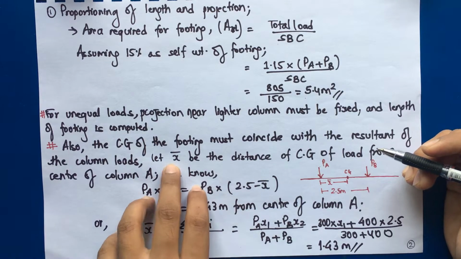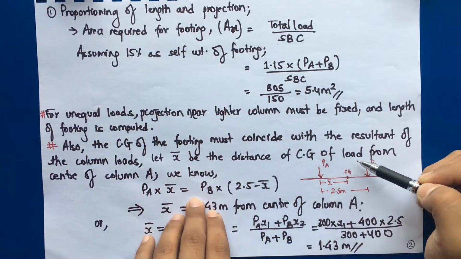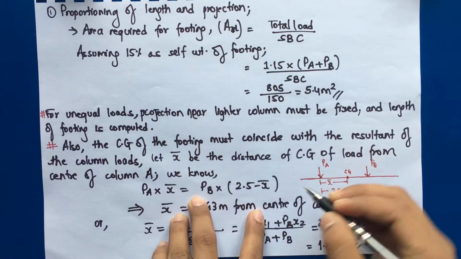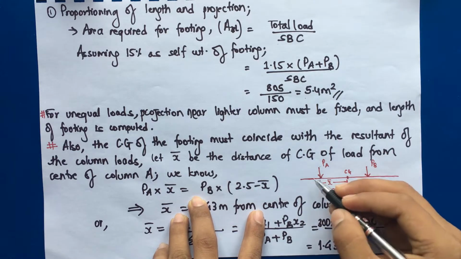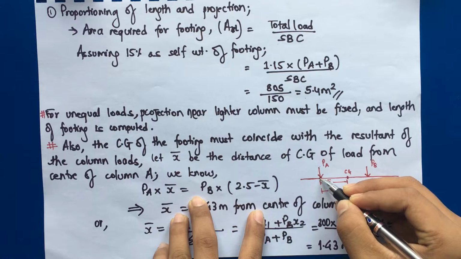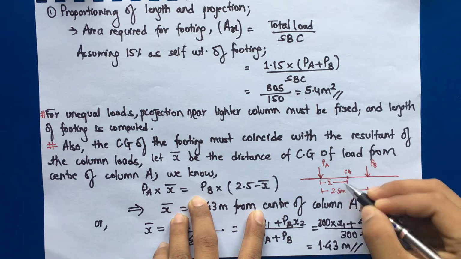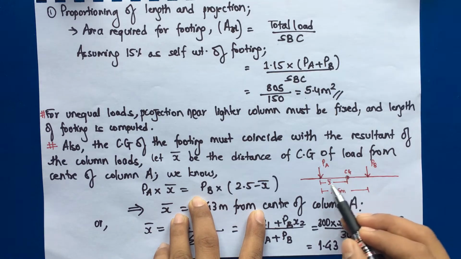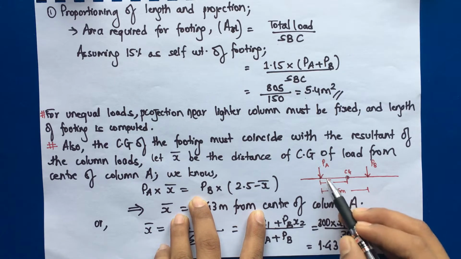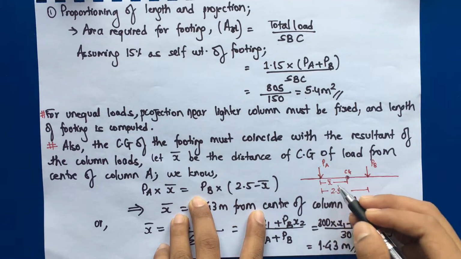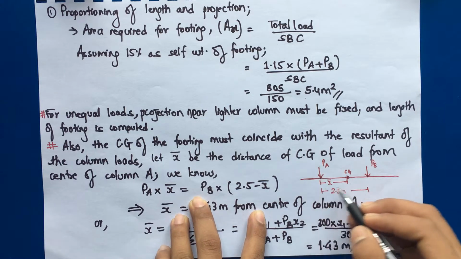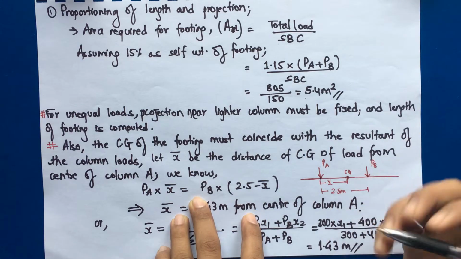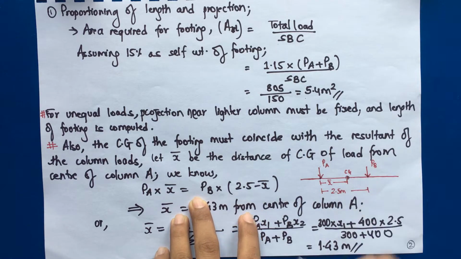So let x bar be the distance of the center of gravity of the load from the center of column A. If we see this in the free body diagram, this is the center of column A, this is the center of column B, and we assume that the center of gravity of the footing is at distance x bar from the center line of the column, making sure that the resultant of the load and the center of gravity of the footing lie at the same point.